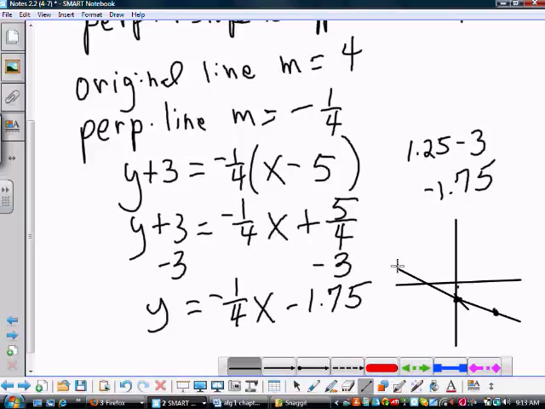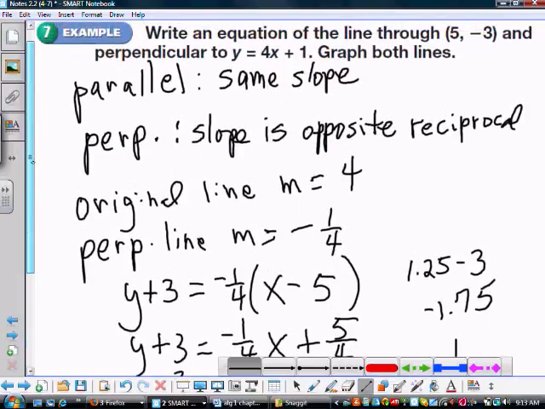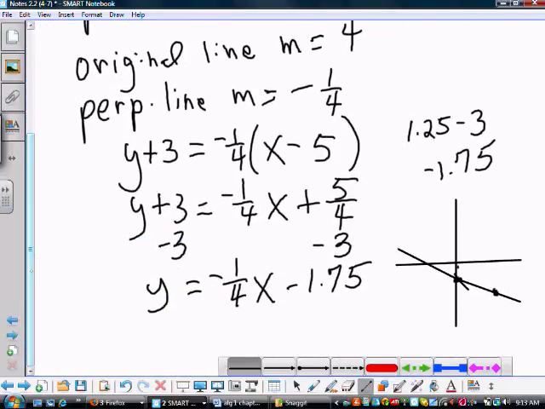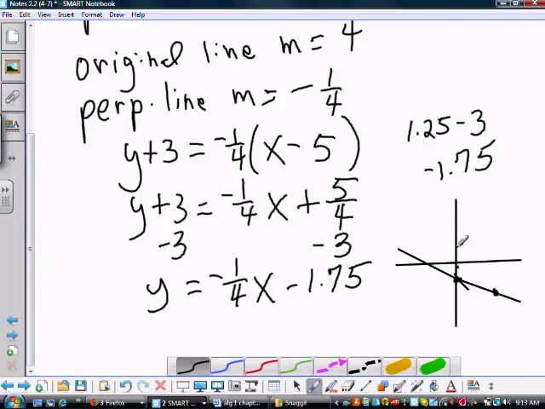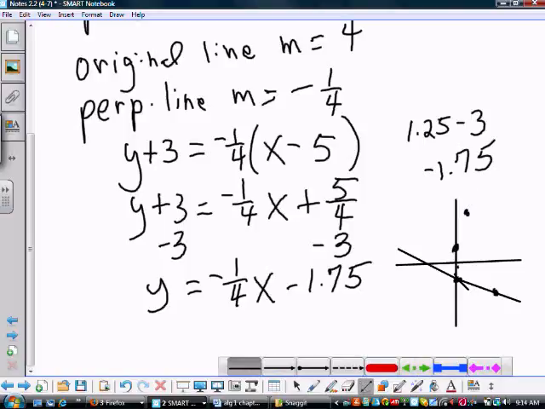Not very pretty, but it'll do. And my original line was 4x plus 1. So I'll put a dot at 1. And I got a slope of 4. So up 4/1. Put another dot. Make my line. Hopefully they'll look somewhat perpendicular. Not bad. And that kind of looks like if I would have made that line a little straighter, that would be perpendicular.